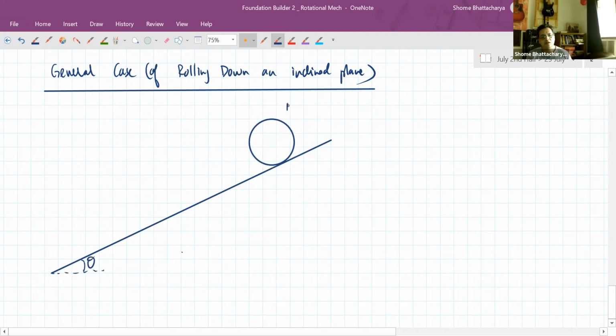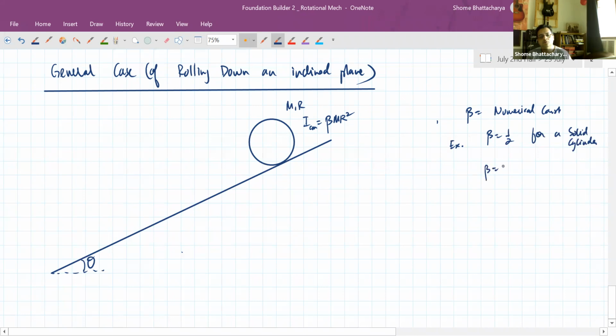So here, if the mass is m, radius is r, and the moment of inertia about the center of mass is some factor beta into mr square, where beta is a dimensionless numerical constant. So for example, beta is equal to half for a solid cylinder. Beta is equal to 2 by 5 for a solid sphere.